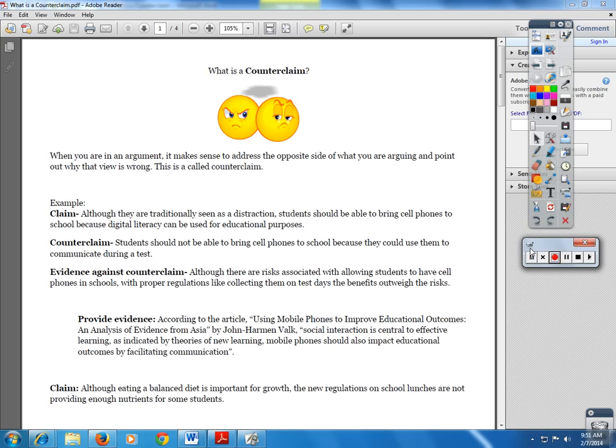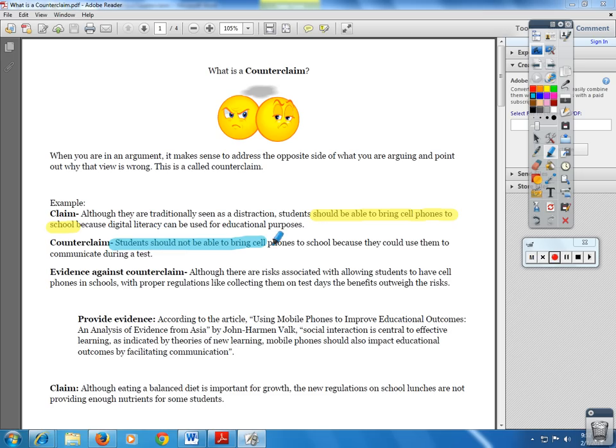For example, say I claimed that, although they are traditionally seen as a distraction, students should be able to bring cell phones to school because digital literacy can be used for educational purposes. So say I'm writing a paper where I prove that cell phones should be used in school. Okay? What would the opposite side of that argument say? You have to try to think of it. And it helps if you pair up with someone who's kind of against you.